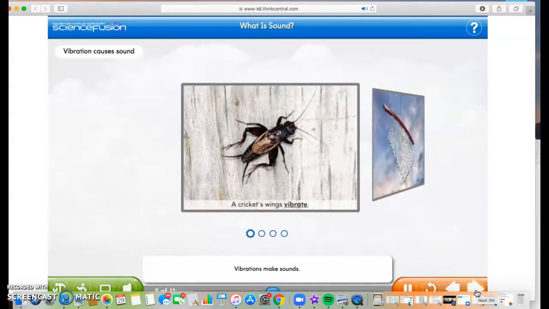Vibrations make sounds. Each of these images shows something that can make a sound or sounds. Click each image to see what is vibrating to make the sound. Crickets rub part of one wing against parts of the other wing. This causes the wings to vibrate. You hear the vibrations as a chirp.